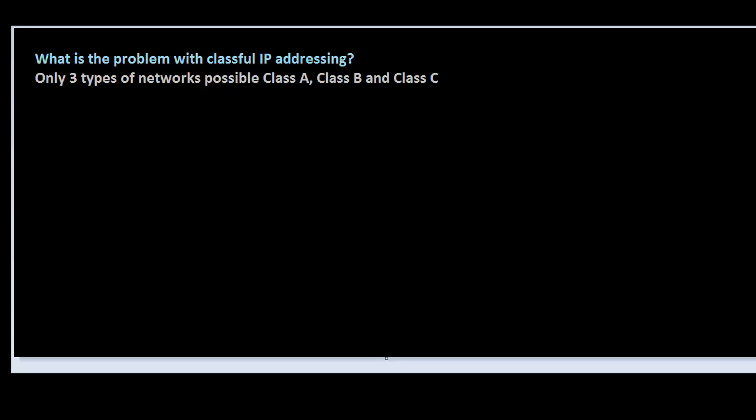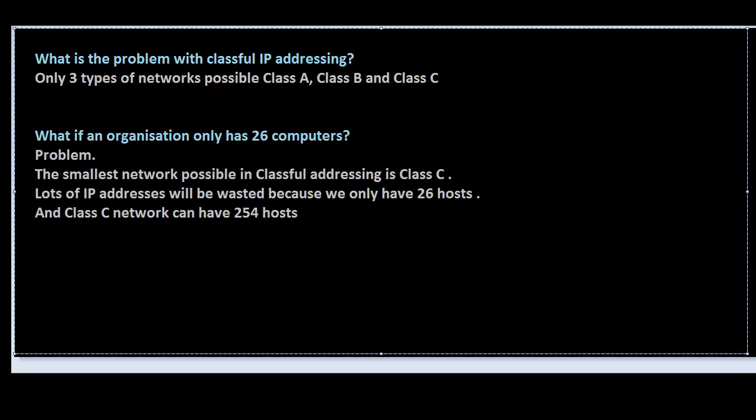Okay, so far we have studied classful IP addressing, but what is the problem with classful IP addressing? The problem is that in classful IP addressing we can only have three types of networks: class A, class B, and class C. So what if an organization only has 26 computers and wants its computers to be connected to the internet, so it's going to ask for an IP address.